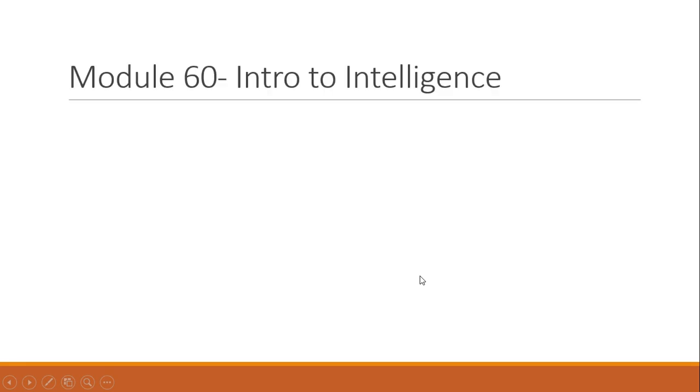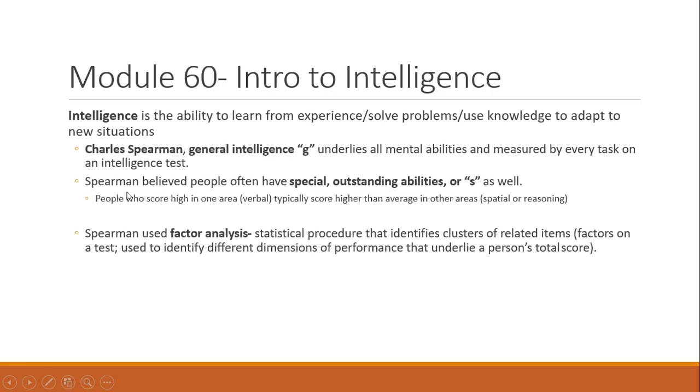Now for this one, intelligence, just a basic term for it. It's our ability to learn from experience, solve problems, use knowledge to adapt to new situations. Spearman's the one who really gets this one going for us with general intelligence, also known as G. It underlies all of our mental abilities and is measured by everyday tasks on the intelligence test.